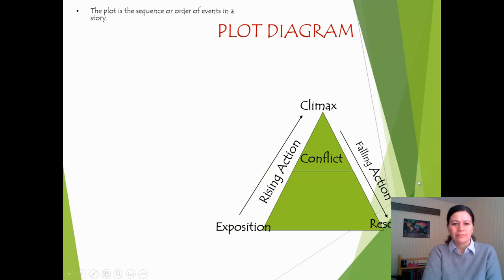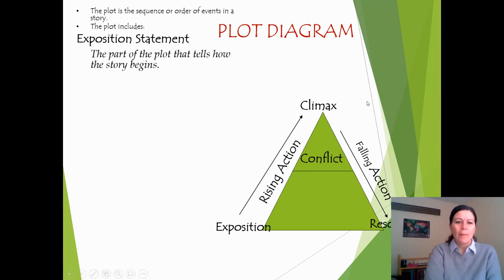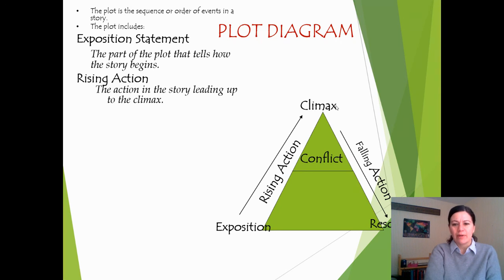Plot diagram. The plot is the sequence or order of events in the story, and we can follow a plot diagram that's going to include an exposition statement right in the beginning. This is when you're learning your characters and your setting, and it is how your story will begin. You then have a rising action. A rising action is going to be the action in the story that leads up to the climax.